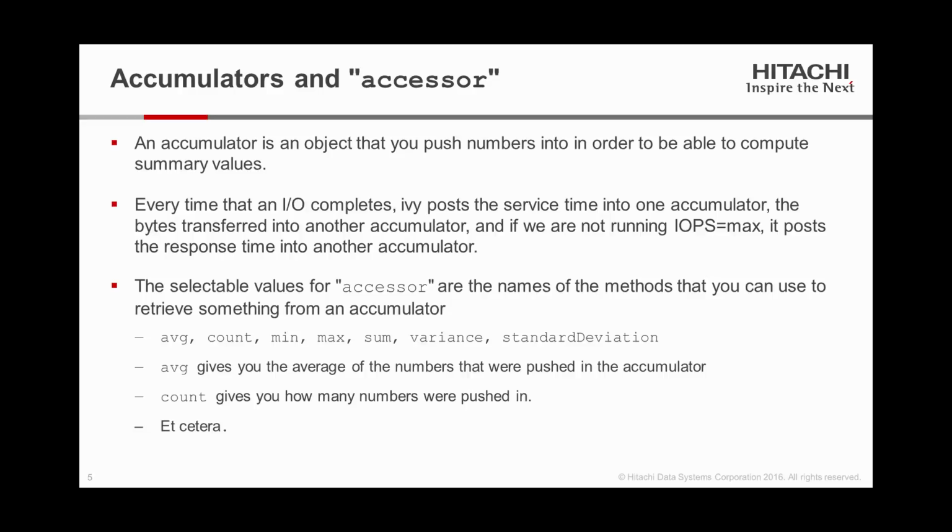The count is the number of times something has been pushed in. The min and max are the min and max of the service time or whatever. Then you have the sum of all service times put in so far, and you can also get the variance and standard deviation.